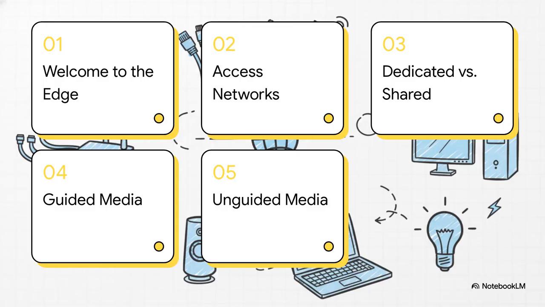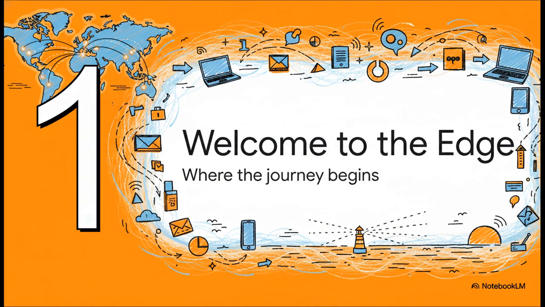So here's our game plan. We'll start right where you are, with your device at the network edge. Then we're going to look at the on-ramps, the access networks that get you onto the internet's superhighway. After that, we'll dive into a critical showdown, dedicated versus shared connections. This is a big one, so pay close attention. And finally, we'll get down to the physical stuff, the actual wires and airwaves that carry your data. All right, let's get right into it.